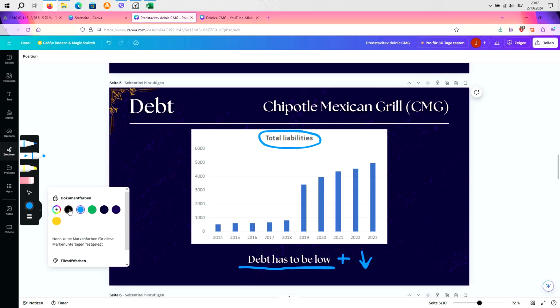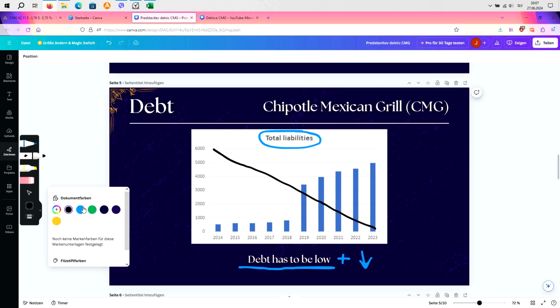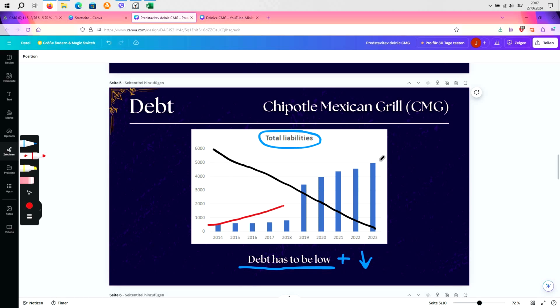Now, the perfect chart would look kind of like this. But we can see right now here in this case that the total liabilities are growing massively, especially since 2019.